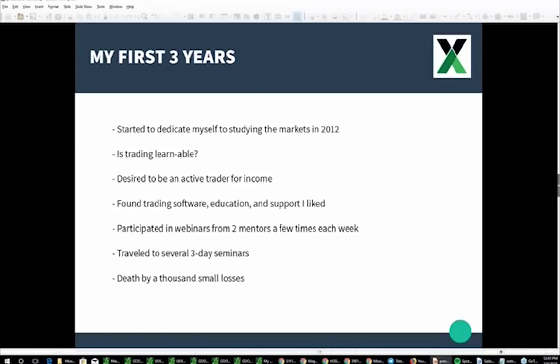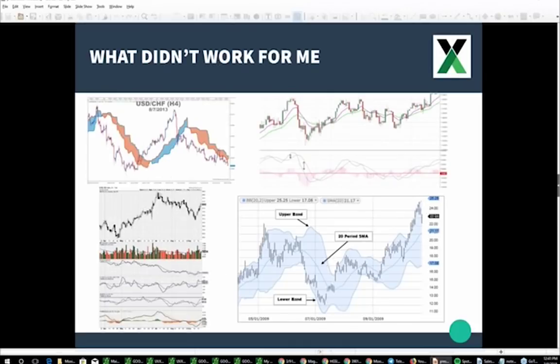And I'm sure everybody here kind of understands that. We've all been through that. It's basically death by a thousand small losses. And that's definitely what I suffered from. So what didn't work? Why didn't it work? My issue really was that I couldn't read, I couldn't interpret. There was no precision to me for the charts that I used.